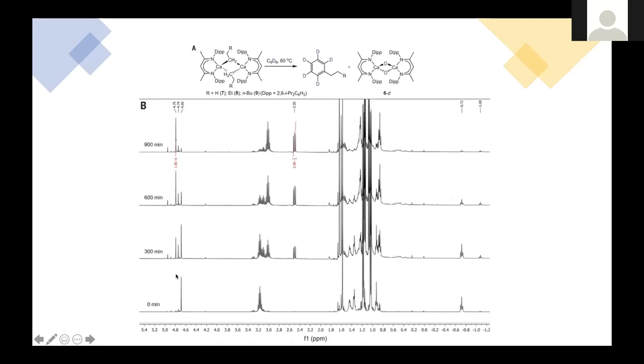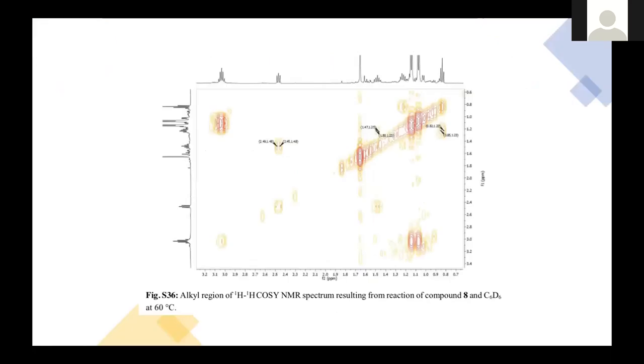And they noticed that during monitoring of the NMR, there's an increase of a 4.79 ppm signal and an increase of a 2.50 signal. The 4.79 is the reformation of this dimer using deuterium, and the 2.5 signal is the ethyl benzene. And they used 2D NMR to properly characterize these compounds, 8 and 9, and 7 as well.